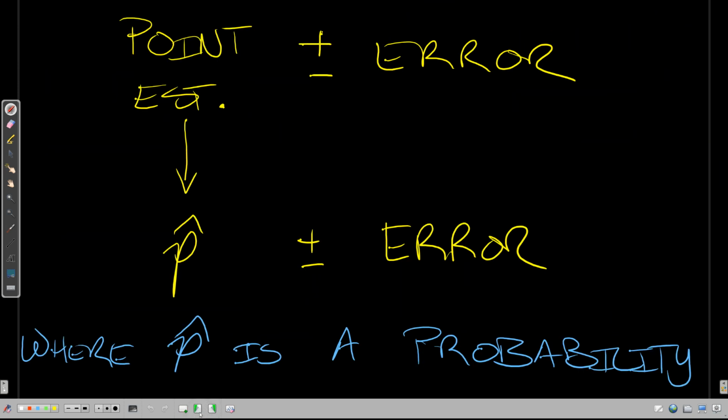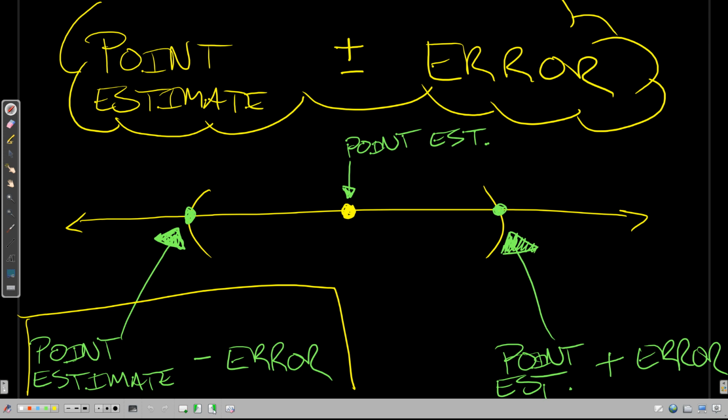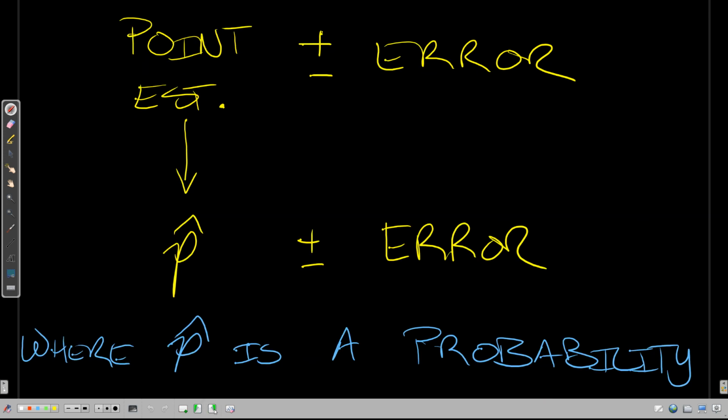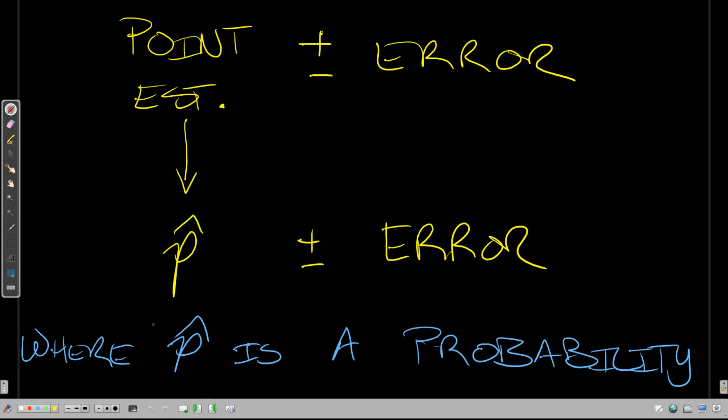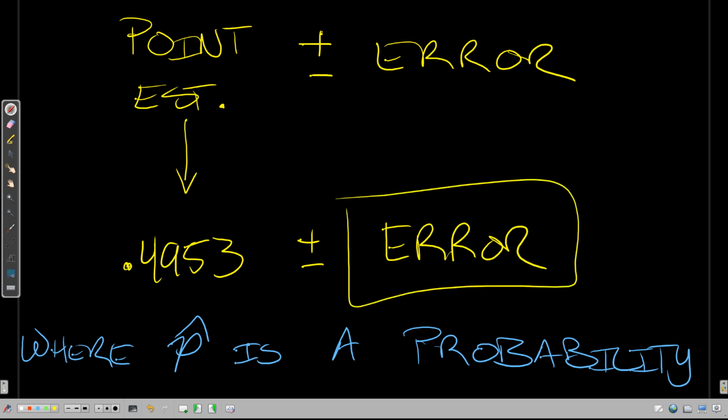Okay, so we've got p hat, right? The answer, we know this is the answer. It's the point estimate plus or minus the error. All I got to do now is find the error, because I just learned that p hat is this number, 0.4953. So whatever my answer looks like, it looks like 0.4953 plus or minus this error.